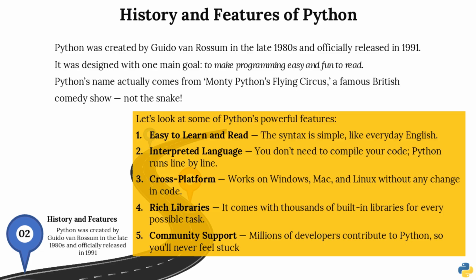Let's look at some of Python's powerful features. Easy to learn and read: the syntax is simple, like everyday English. Interpreted language: you don't need to compile your code, Python runs line by line. Cross platform: works on Windows, Mac, and Linux without any change in code. Rich libraries: it comes with thousands of built-in libraries for every possible task. Community support: millions of developers contribute to Python, so you will never feel stuck.